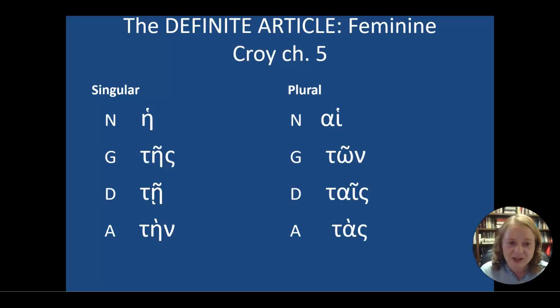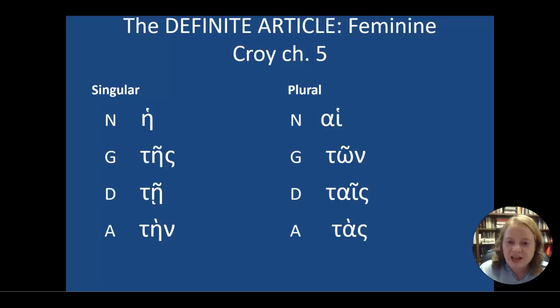This is actually in chapter 5, but we're pulling it ahead to chapter 3 so that we can see it all at once. And this is how it works. In the nominative, so as the subject, you have hē. That's what's going to mark your subject as singular. In the genitive, you're going to have tēs. In the dative, you're going to have tē. In the accusative, you have tēn.